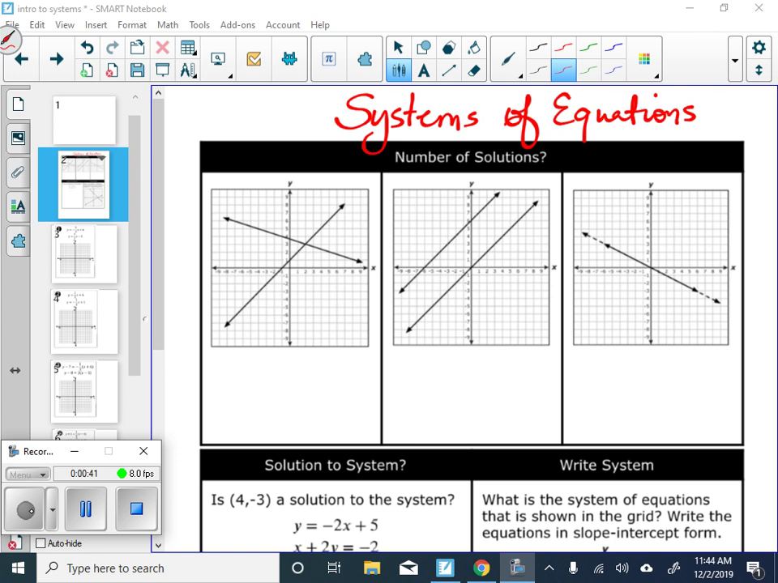If I have 2 equations, that means that when I graph them on a graph, what should I see? 2 lines. Absolutely. So if I look at this first example, do you see 2 lines? Yes. What are those lines doing? Intersecting. This intersection point right here, that's its solution. So how many solutions does this have? 1. If I have 2 intersecting lines, I have 1 solution.